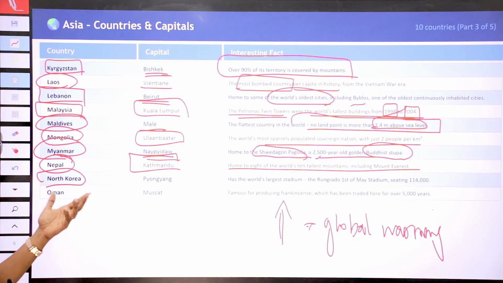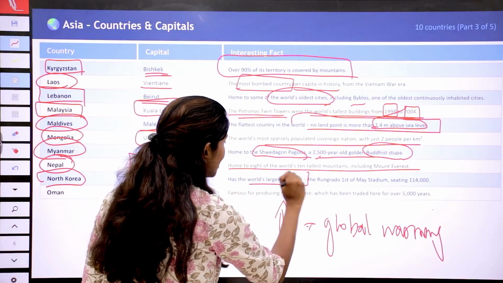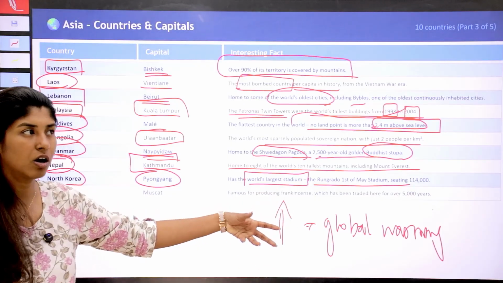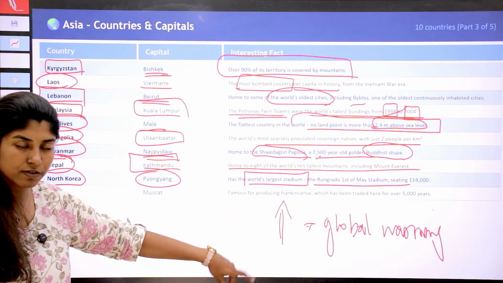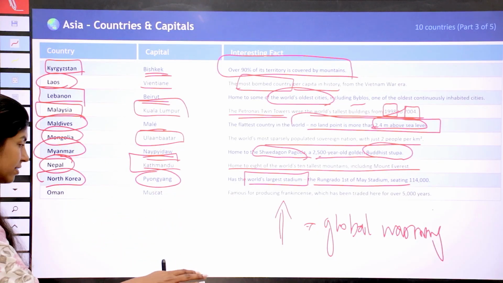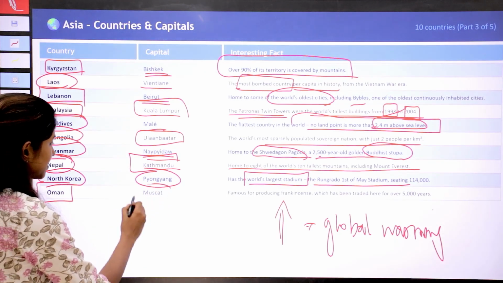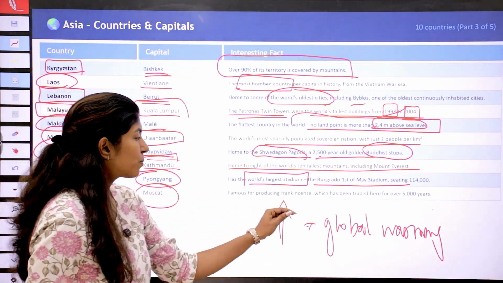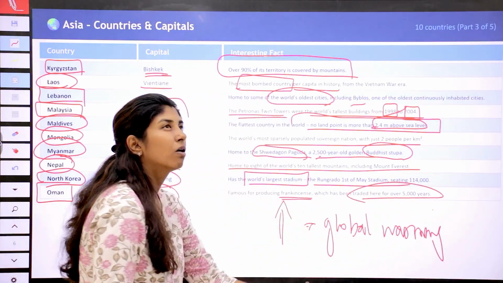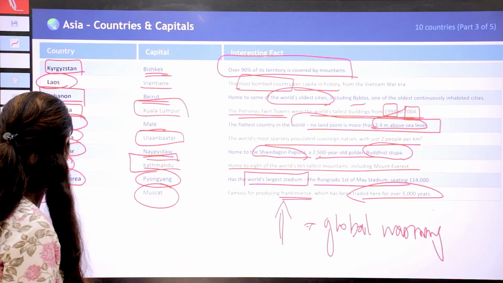North Korea. North Korea's capital is Pyongyang, and it has the world's largest stadium. Again, you need not memorize any of these. It's just for your information to make it a little interesting. And then finally, we have Oman. Its capital is Muscat, famous for producing frankincense, which has been traded for almost over 5,000 years. They've been trading it, and that's happening in Oman.